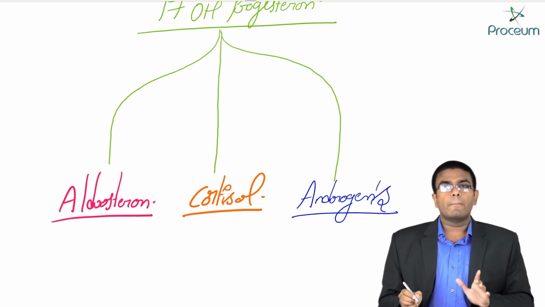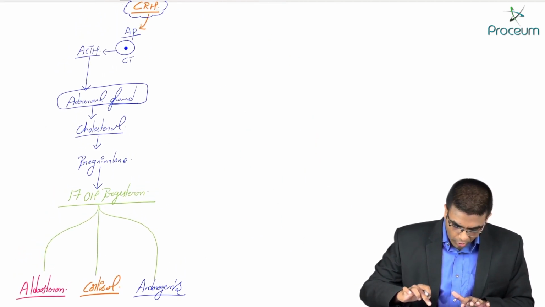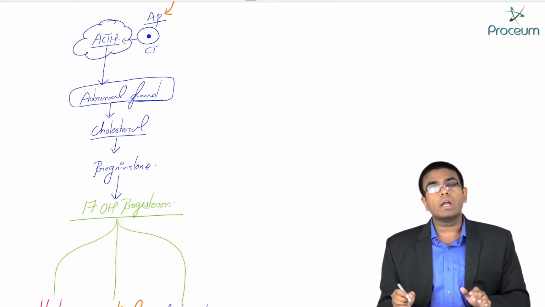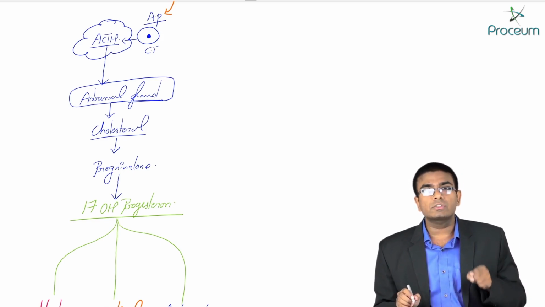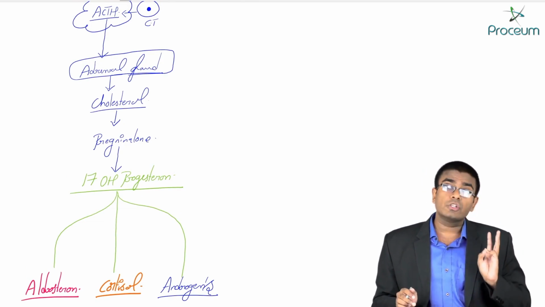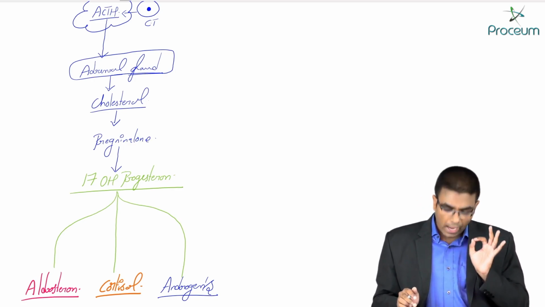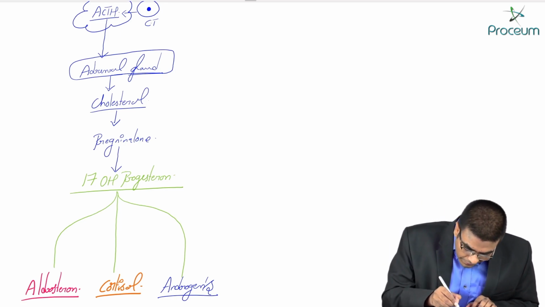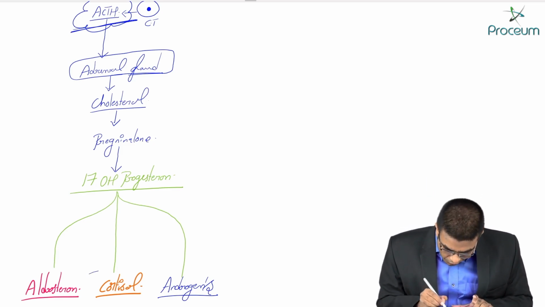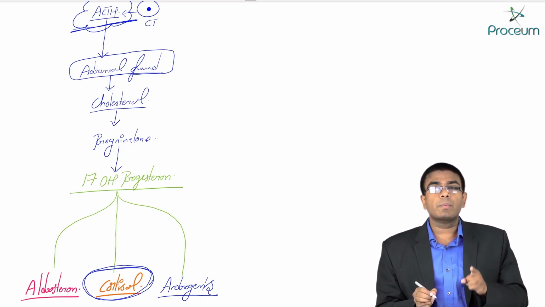Now please concentrate once. For the production of aldosterone, cortisol and androgens, who is giving the stimulus? It is the ACTH. ACTH acts on the adrenal cortex, so in the adrenal cortex there is production of three hormones: aldosterone, cortisol and androgens. Now guys, I am again repeating, the main function of ACTH is the production of cortisol. So mainly ACTH helps in the production of cortisol.